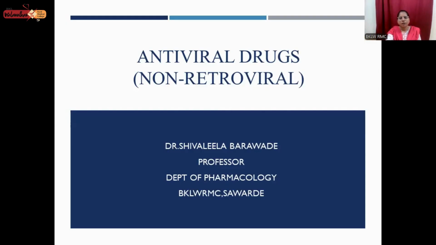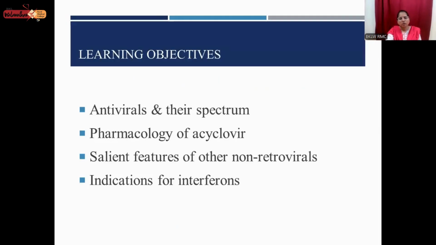indications and adverse effects, and how they are useful when cases come, and what changes happen, and what new drugs have come as advances of the discoveries.